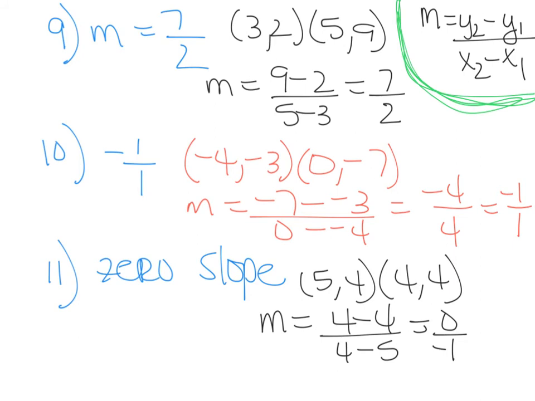So in number 9, I had to take 9 minus 2 over 5 minus 3, gives me 7/2. Number 10, I had to take -7 minus -3 over 0 minus -4. That gives me -4 over 4, which reduces to -1 over 1. If you just had the answer -1 on number 10, that would be fine too. Number 11, when I plug in 4 minus 4 on top and 4 minus 5 on the bottom, I get 0 over -1. 0 on top means 0 slope.